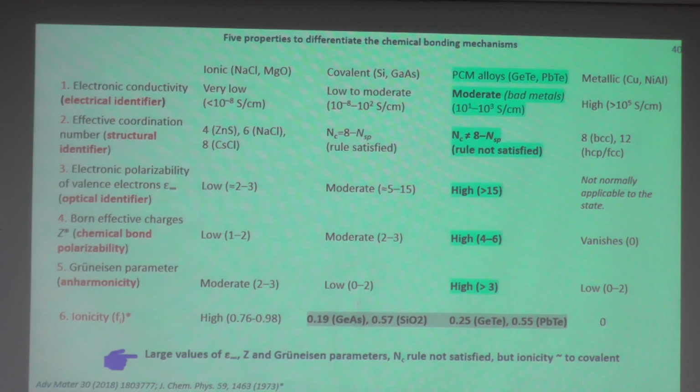So we can see that we have large values of electronic polarizability, chemical polarizability, Grüneisen parameters, and a structural identifier which is not satisfied, but ionicity is similar to the covalently bonded material. But overall, in general, we see that there is a huge difference between ionic, covalent bonded, and metallic bonded.